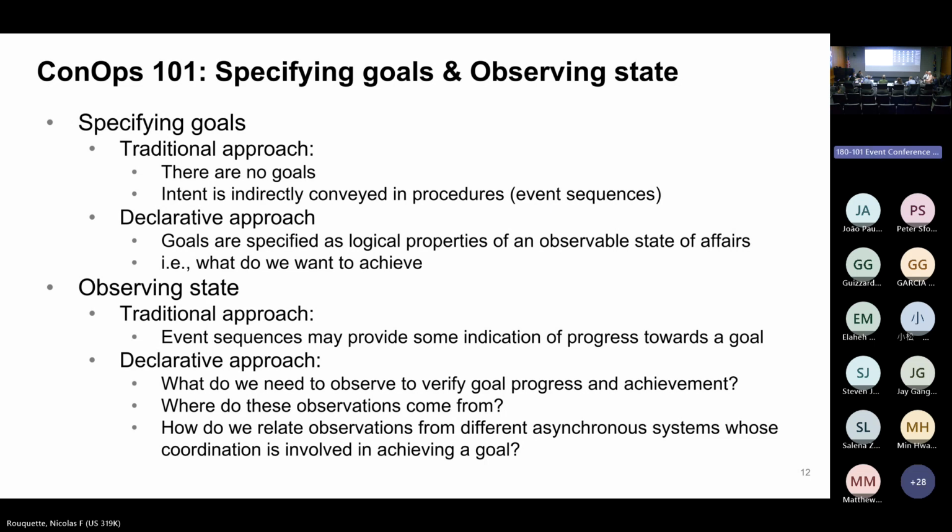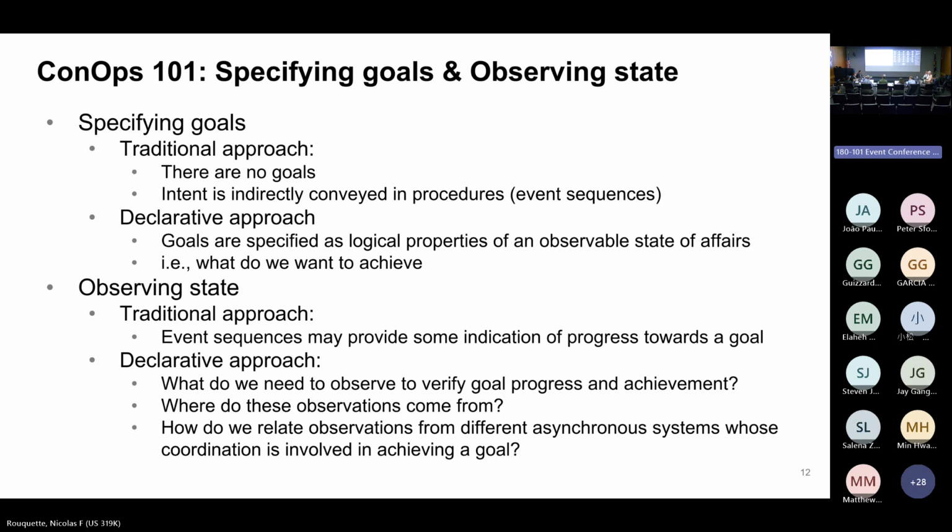So specifying goals in a traditional approach, think again, procedural, well, there's no goals. There's imperative things: do A, B, C. So the goals are implicit, right? The intent is not explicitly written. Why did you choose this sequence as opposed to something else? Why did the chicken cross the road? I don't know. So the intent is indirectly conveyed, which contributes to creating confusion, communication problems, specification rot.